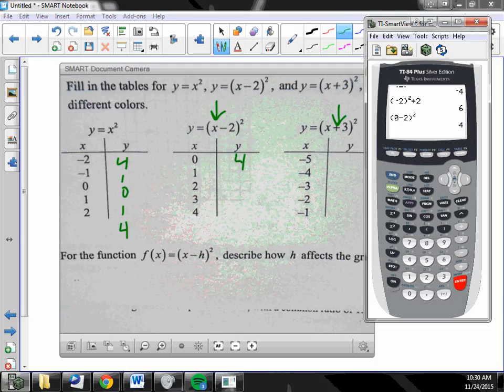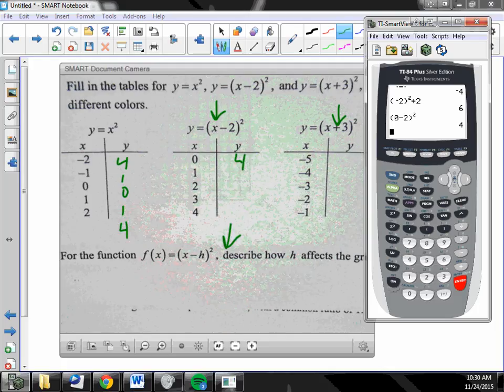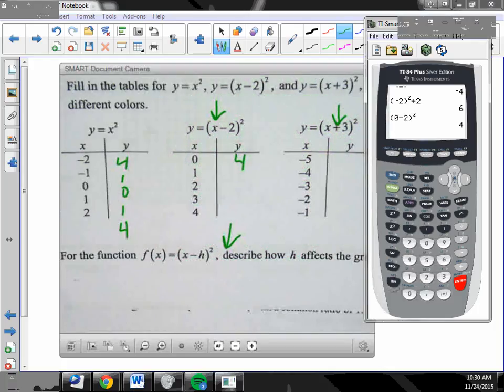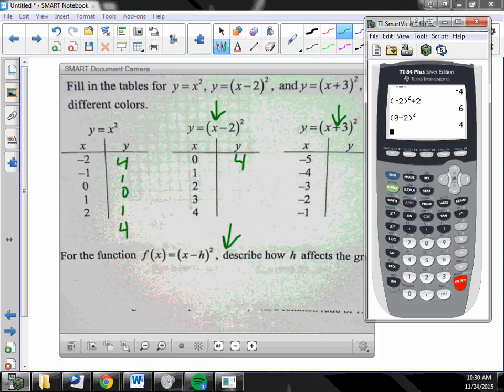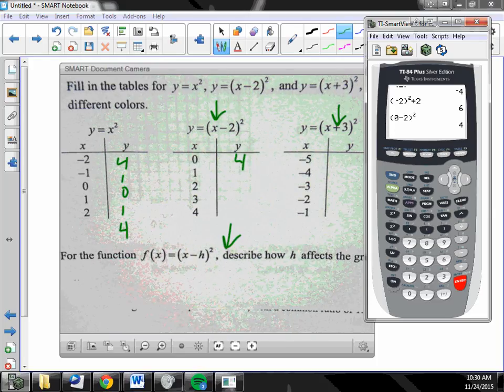Okay? And then on this question, describe what happens when you add on the inside. What does happen when you add on the inside? So adding to the x goes left, and subtracting from the x goes right. Okay?